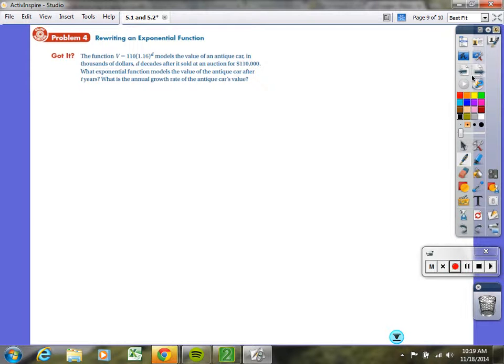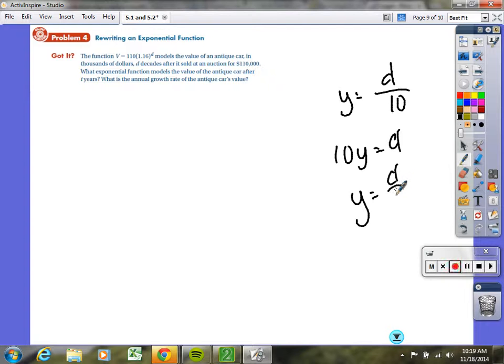So it says, what exponential function models the value of an antique car after t years? So we don't care about the decades. We care about the years. So what do I need to do? So how can I put a decade into years? You take that decade and divide it by 10, because 10 years equals a decade, so y is going to be d over 10. Is everybody there with me? You take your decades, divide it by 10.